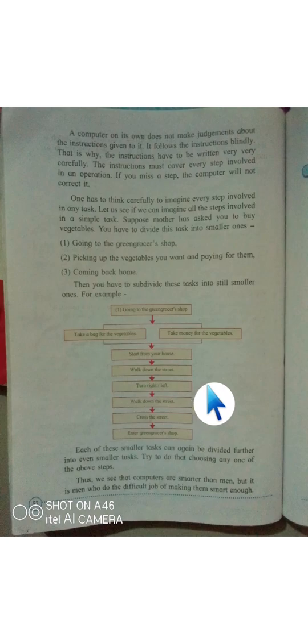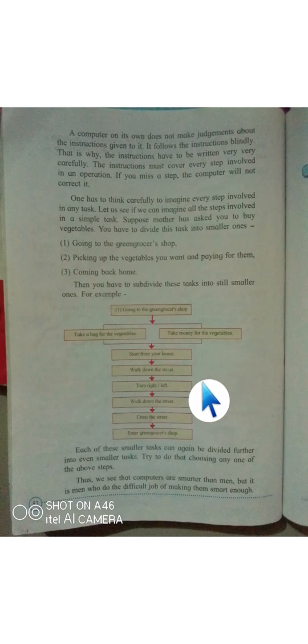Okay, again we will take one more example. Here it is written, start from your house. Within that, if the green grocery shop is on the opposite side of your house, what will we do? We will go to the opposite side and start from there. So there you can also mention that we have to take a turn overall from our house and then start.